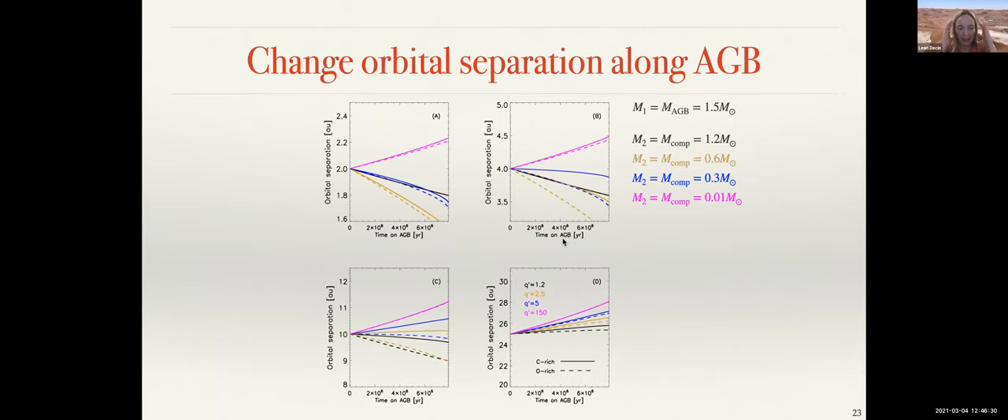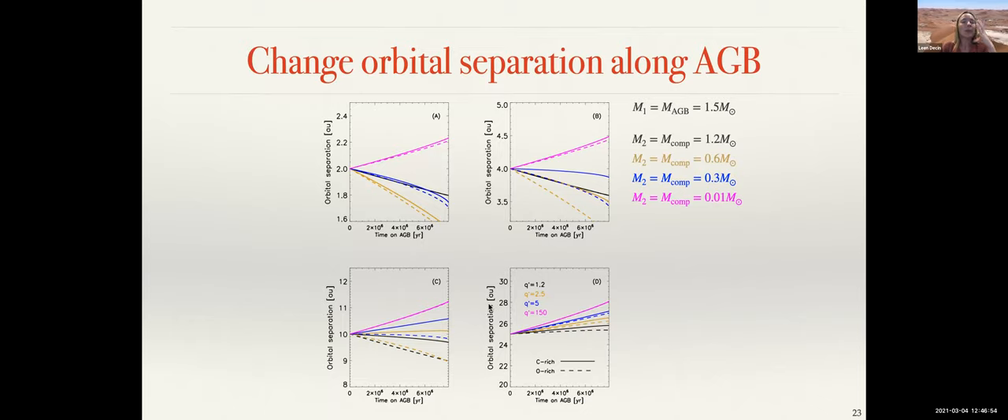So what am I still after? If you now have that idea upon AGB stars and their companions, you want to have some predictive framework and say, you know, what is happening next? So we have put that into simulations where we simulate the change of the orbital separation as a function of the time on the AGB, and that for different initial separations.